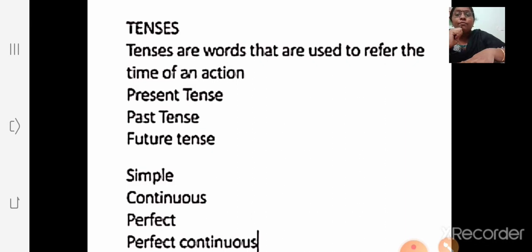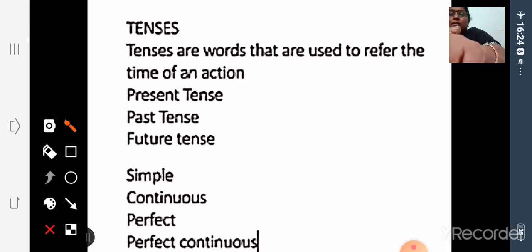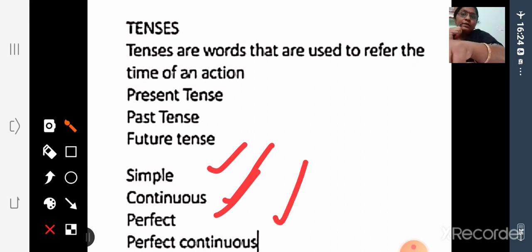And each of these three main tenses has four subdivisions. What are they? Simple, continuous, perfect, perfect continuous. So we have three main tenses and four subdivisions. So total 3 into 4, 12 tense forms of a verb. A verb has 12 tense forms in English.